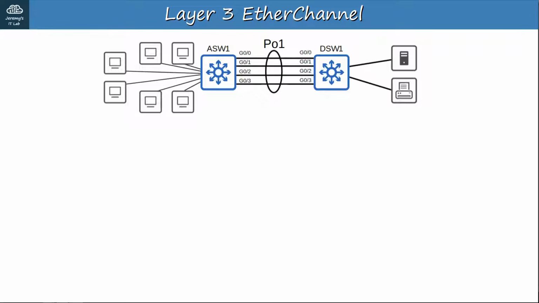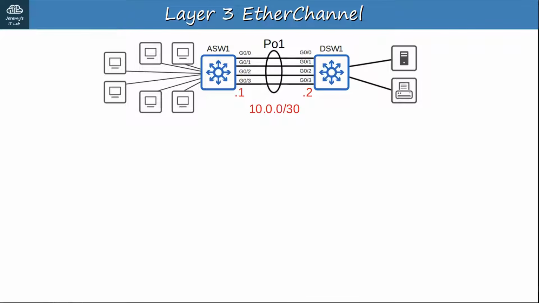To close off this lecture, let's take a brief look at layer 3 EtherChannels. I've replaced ASW1 and DSW1 with multilayer switches. Instead of a layer 2 connection between them, let's use a layer 3 connection. Modern network design often leans toward using layer 3 connections between switches, because that way, spanning tree won't be an issue anywhere in the network.